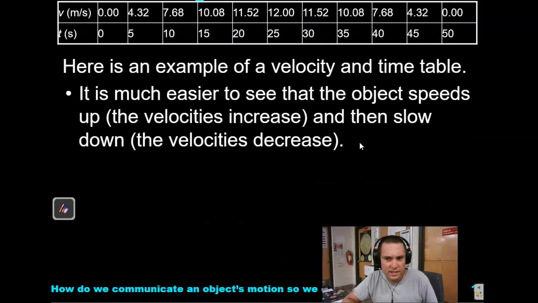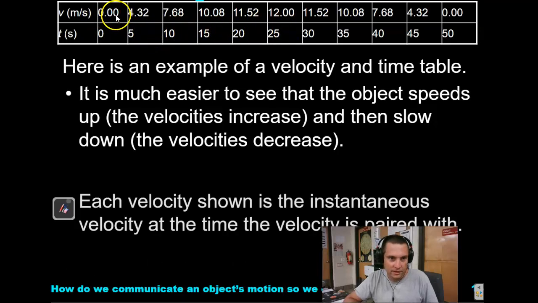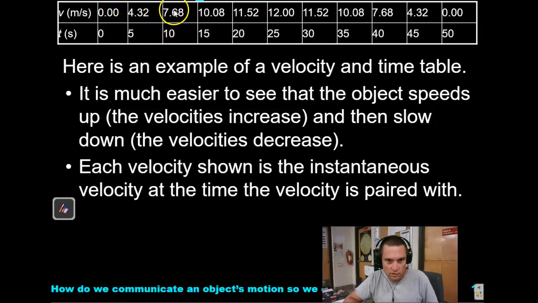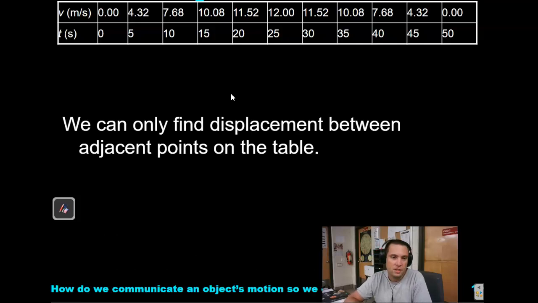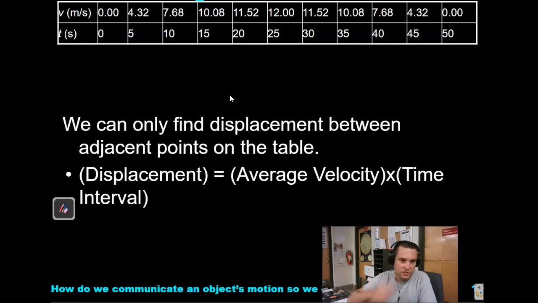Here's an example of velocity and time. It's much easier to see the object speeds up, right? 0, 5, 10, 15 are the time intervals, and then the velocities are 4, 3, 1, and a half. Each velocity shown is the instantaneous velocity at that time. The problem is that finding displacement is pretty difficult, so we can't readily go between these two tables.